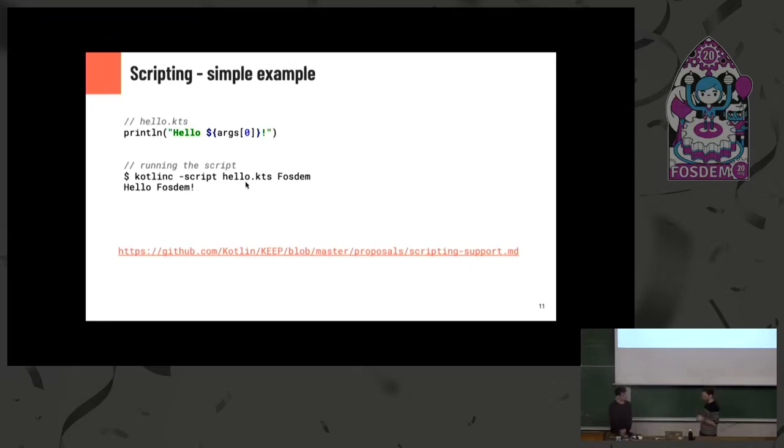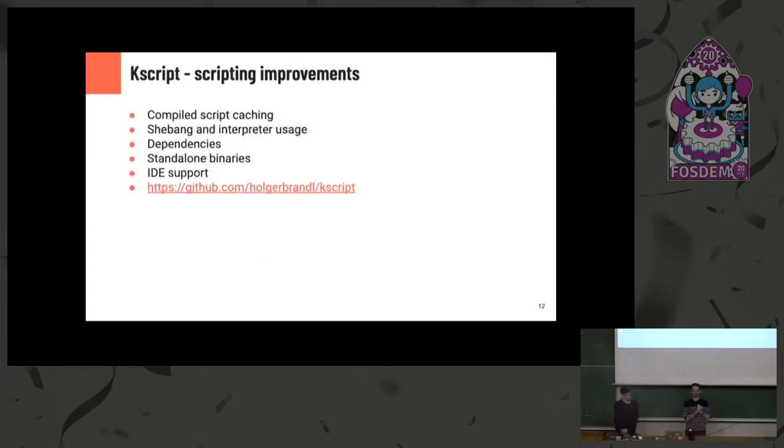You can look at the specification. It works really well. But I mentioned kscript earlier, and kscript brings a lot of nice improvements to that raw Kotlin compiler scripting support. The main one is that it's going to cache your compilation units so that you don't have to compile your script every time. So if you run the same hello.kts file twice, the second time is going to be way faster, and this is always nice. Also, it comes with an interpreter, so you can use shebang and directly run your script.